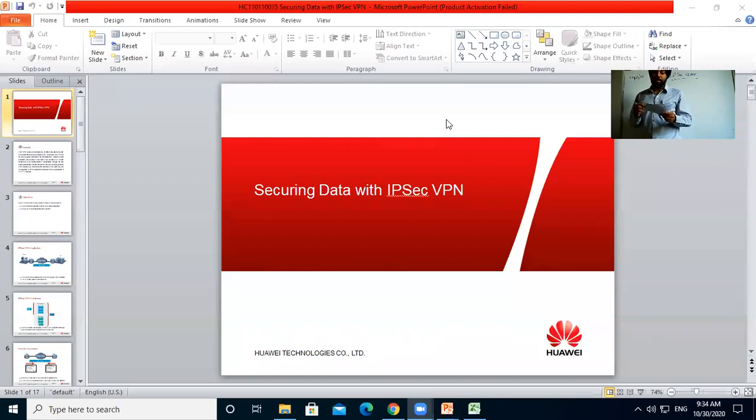Basically, in today's scenario there is one condition, that some people are working from home. In that condition we have to establish a VPN, which is a secure method to transfer data between clients, or we can say between different companies.